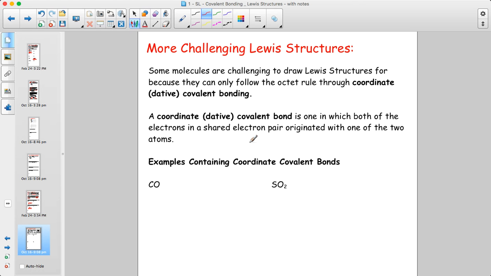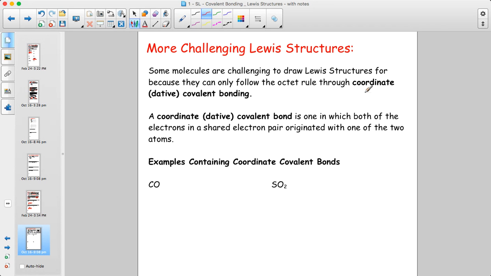Some Lewis structures, however, are not going to be so easy to draw. They may follow the octet rule, but if you just try to draw the dots and figure out, this element usually forms 4 bonds, this one forms 2, you're going to run into some issues and not really know how to deal with them.